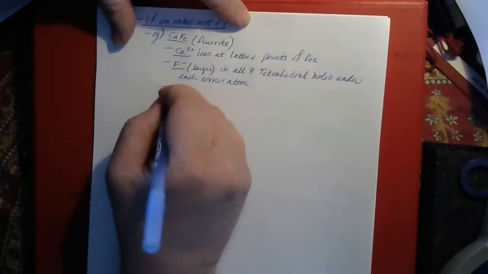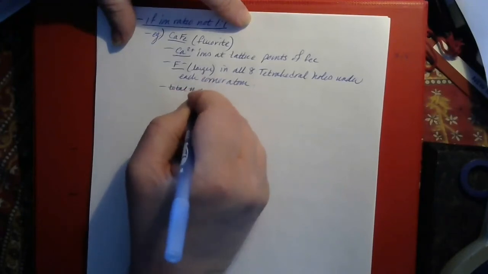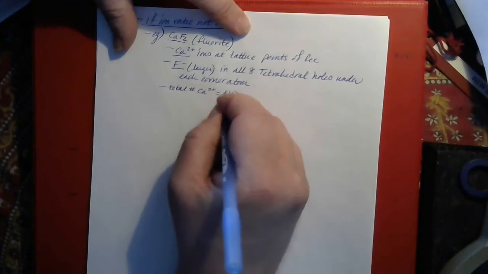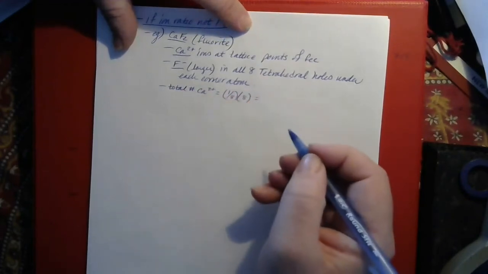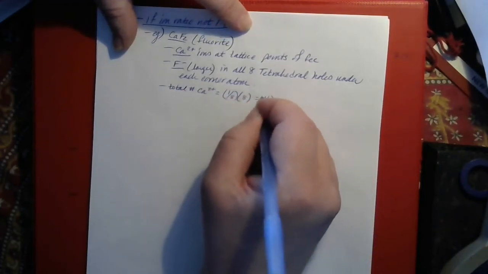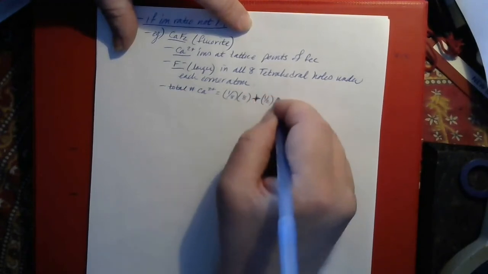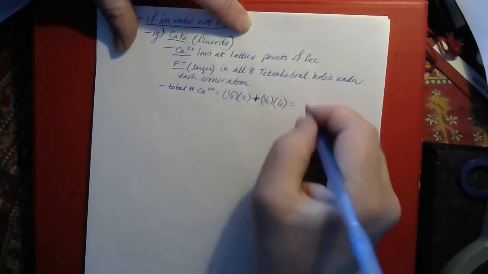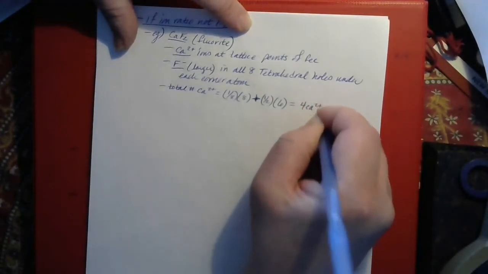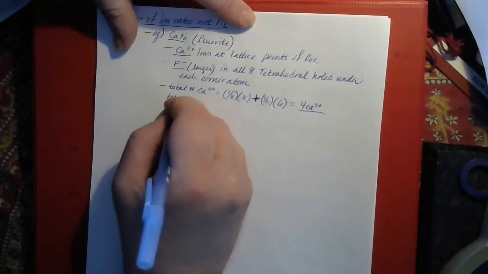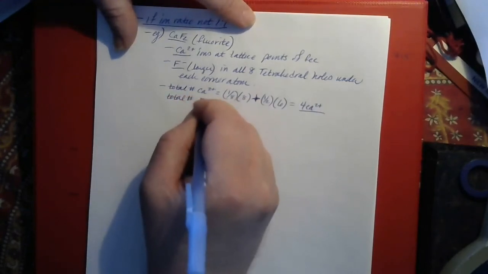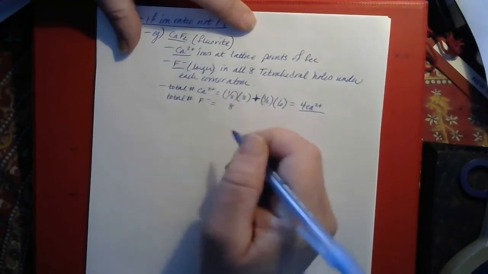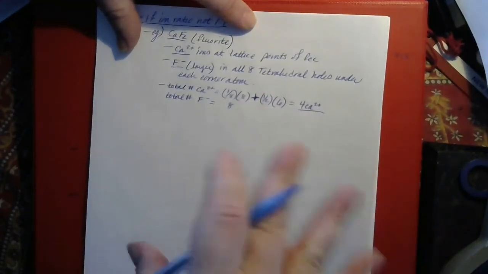And so the total number of calcium ions is going to be 1/8 times 8 for the ones at the corners, plus 1/2 times 6 for the ones centered on each face, which gives you 4 calcium ions. And the total number of fluoride ions is going to be 8. All 8 of them are entirely within the unit cell.